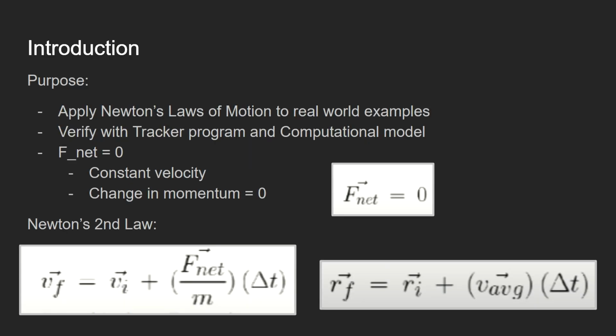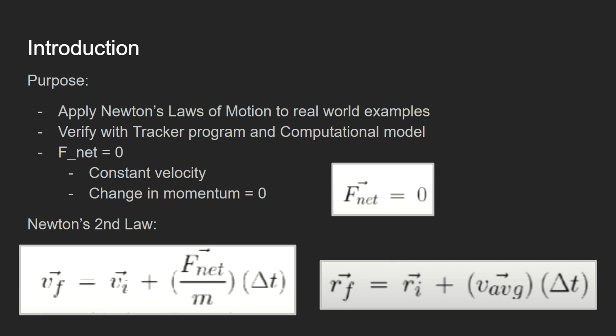To introduce this lab, let's talk about the purpose. The purpose of this first lab is to apply Newton's laws of motion, first and second, to real-world examples. In our case, this will be done by rolling a ball across a table. We're going to try to verify this with the Tracker program and a computational model coded in Python.